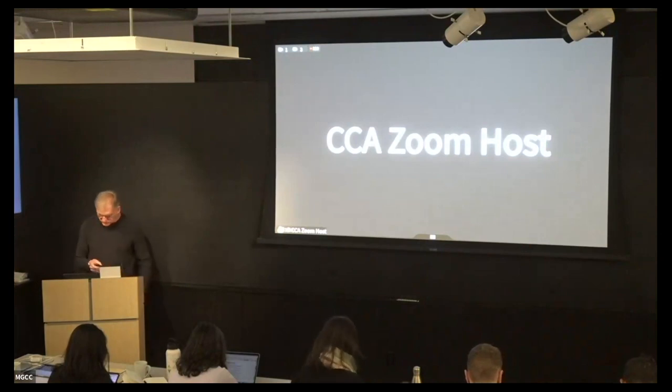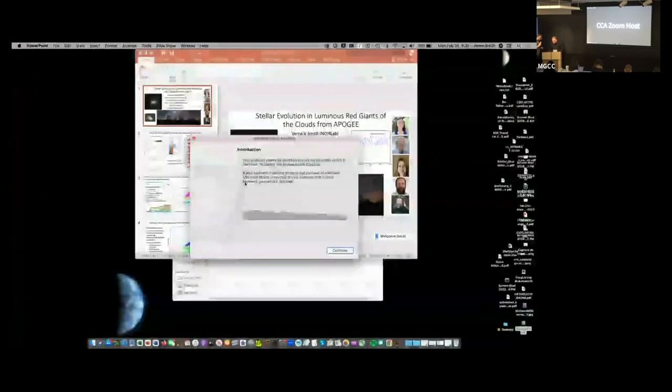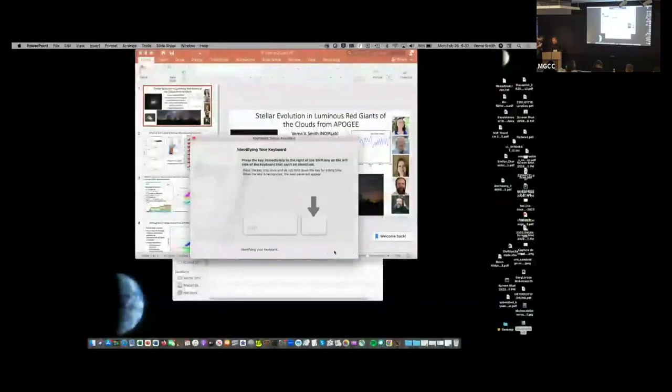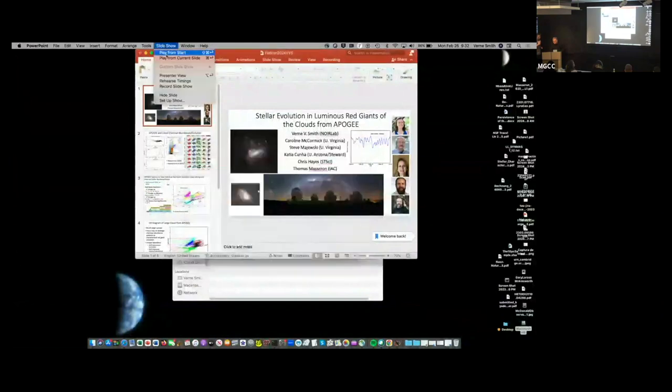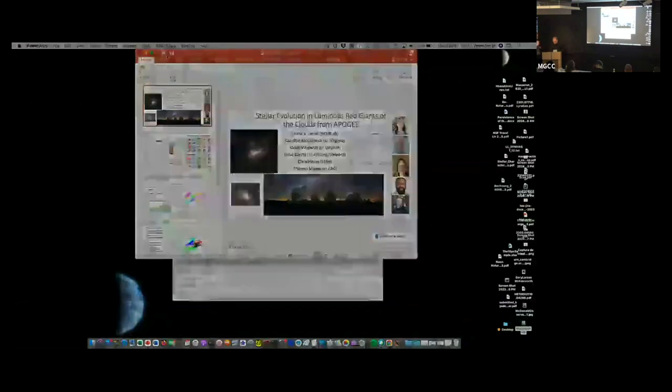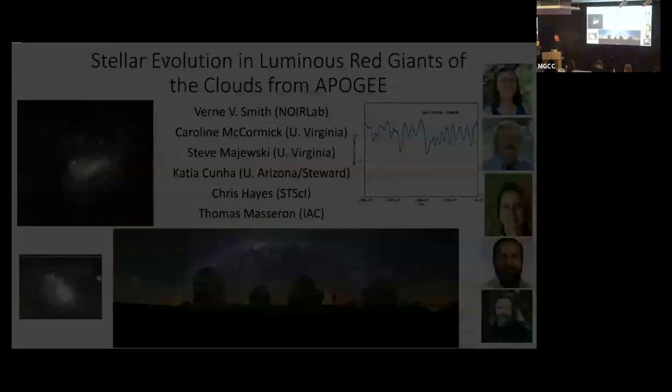Okie dokes. So our next speaker is going to be Vern Smith, and he's going to be talking to us about stellar evolution in luminous red giants of the clouds from Apogee. Okie dokes. Away you go.